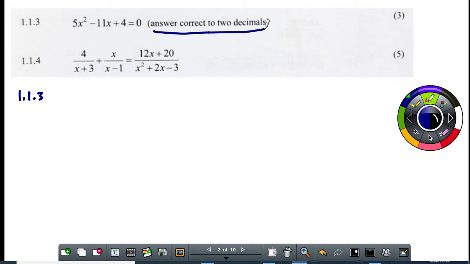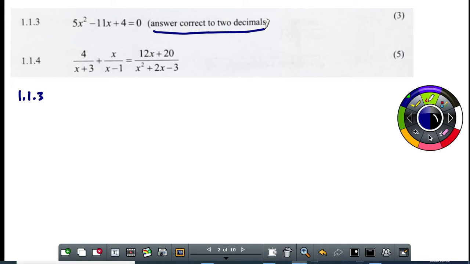What this means is you can't solve this by factorization. It's not possible. You won't get the factors. So don't try to waste time trying to factorize that trinomial. You won't be able to factorize. So what you do, use the quadratic formula.